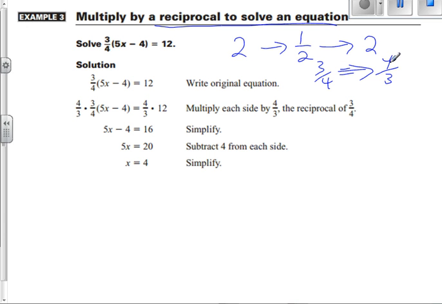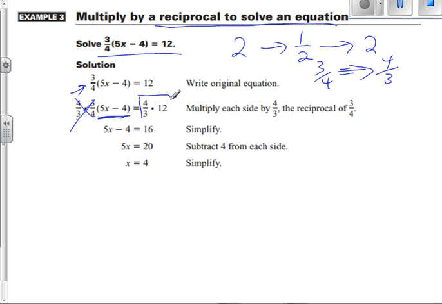So all you're doing is flipping the number, if you will. So here's my equation. 3/4 times in parentheses 5x minus 4 is equal to 12. All right. So what they're doing is they're going to multiply both sides by 4/3 first, because 4 times 3 is 12, 3 times 4 is 12, 12 over 12 is 1, therefore these cancel each other, that equals 1. 1 times any value is still the same value you started with. So you're left with just 5x minus 4 on the left.